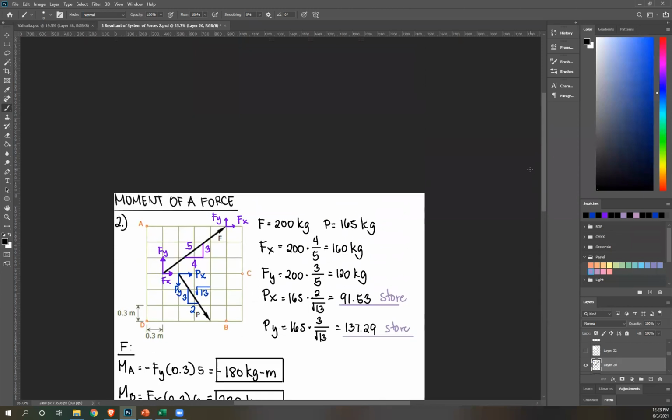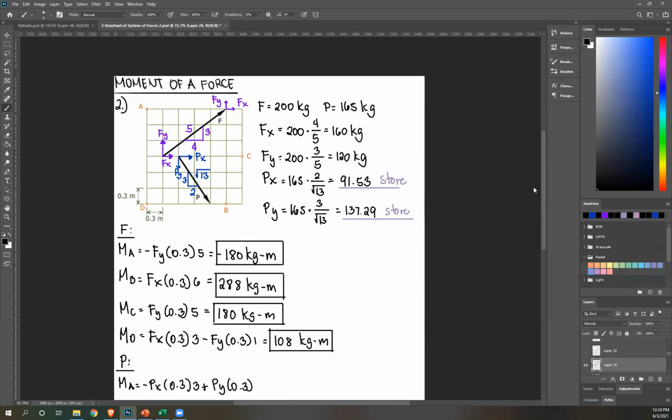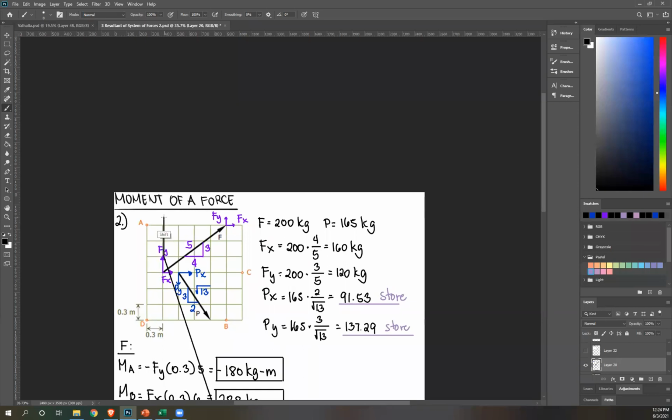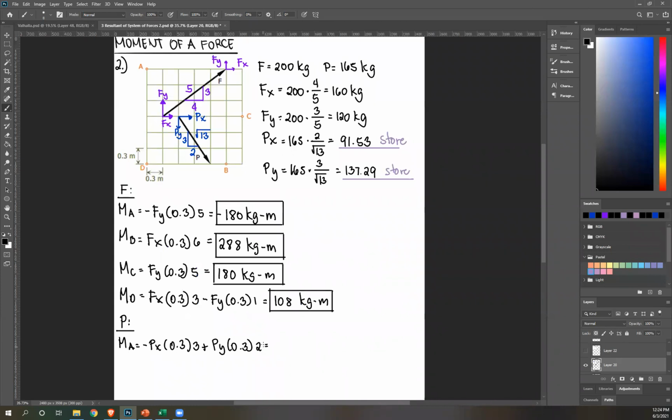Next, Py, rotate Py about A, that's clockwise, right? Yeah. So positive Py, and 0.3, and then compute for the perpendicular distance. This is your Py. Okay. Extend the line of action, that's 2. So please solve what is MA.